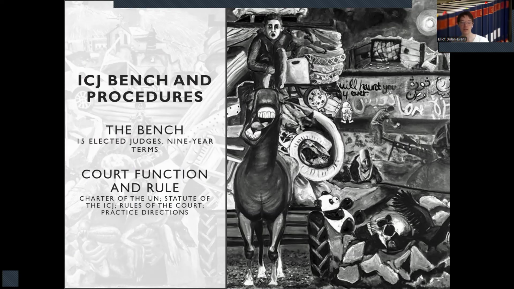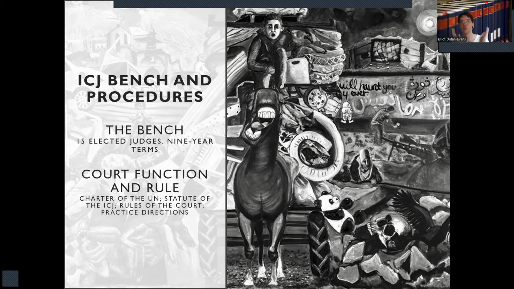So these are the ones who are elected, or the number of seats elected every 3 years. But these elections can be complicated because there is some kind of informal understanding as to the regional distribution, and as to the tradition of electing candidates who come from the permanent five Security Council countries. So this isn't obligatory. States don't have to follow this kind of understanding as to having candidates from the P5 on the bench.